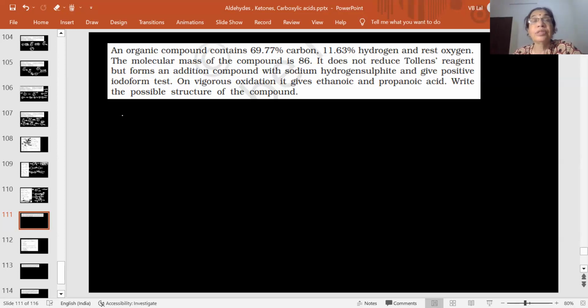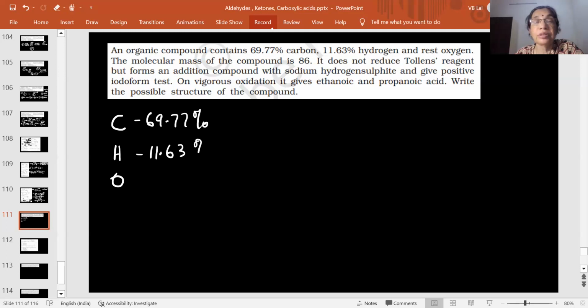Now let's look at this question. An organic compound contains carbon, hydrogen, and rest oxygen. The molecular mass of the compound is 86. So first I have to find the molecular formula of the compound. You have learned last year how to arrive at the molecular formula. So carbon, hydrogen, and oxygen. How much is carbon? 69.77%. How much is hydrogen? 11.63%.